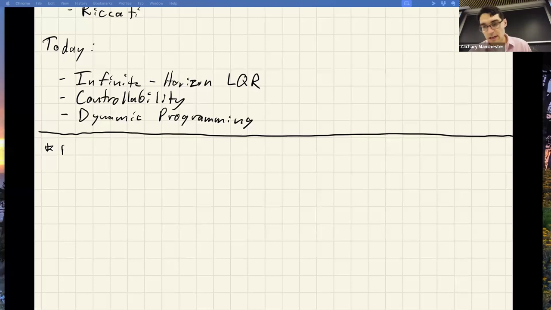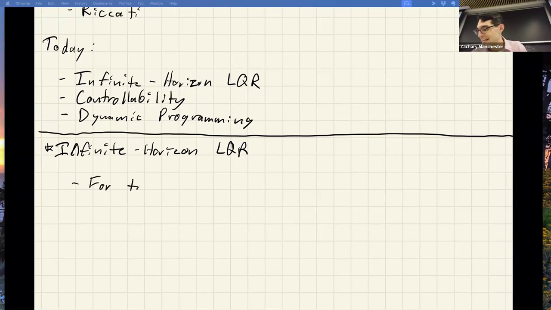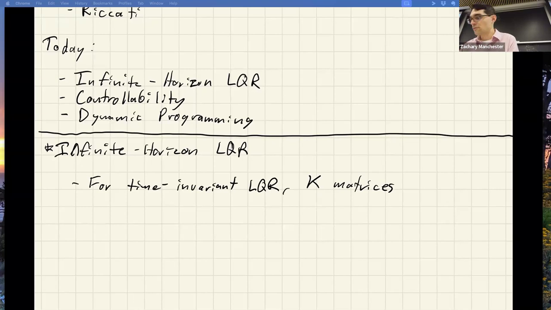First thing is to tie up the loose ends on this infinite horizon story. It's obviously the limiting case of a very long time horizon, and we saw how that asymptotically becomes constant. To explain that a little more: this is only a thing for time invariant problems, because obviously for time varying problems things have to change all the time. For time invariant LQR, as we saw, the K matrices converge to constant values.